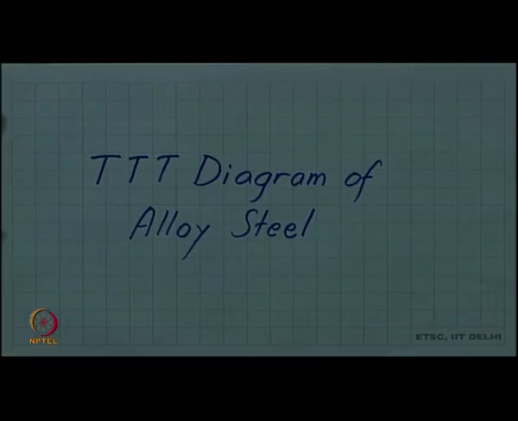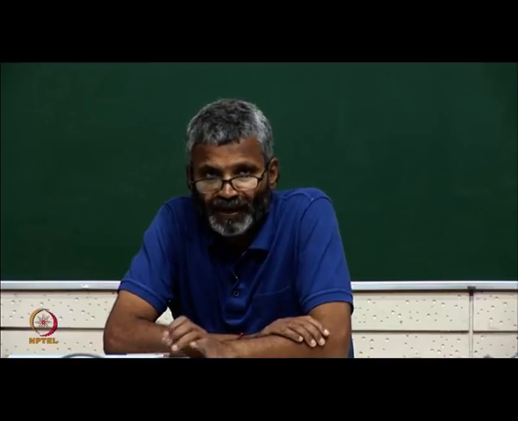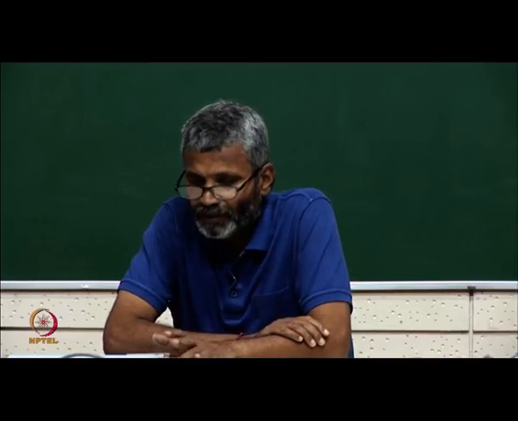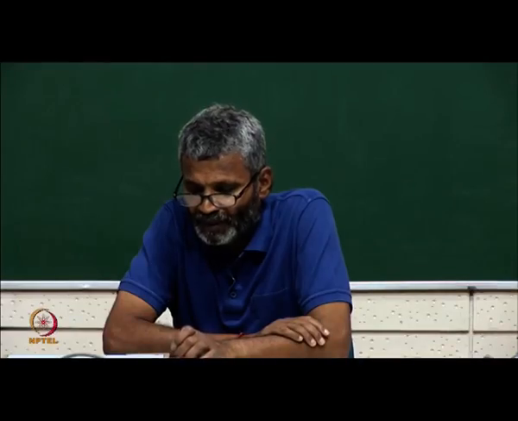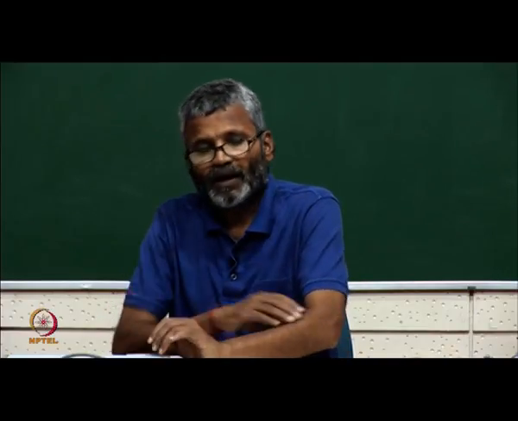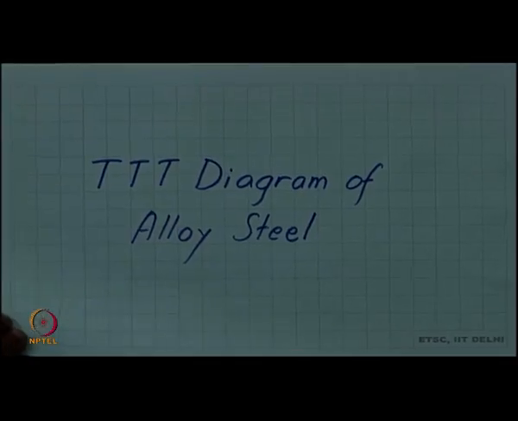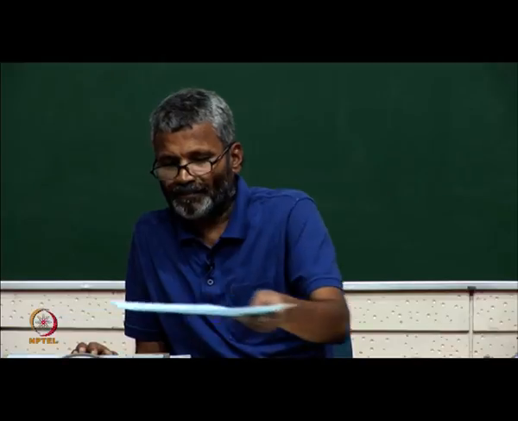Till now we have discussed the TTT diagram, time temperature transformation diagram, of plain carbon steel. By plain carbon we mean that these steels have mainly carbon as the significant alloying addition. But there are alloy steels, where apart from carbon other elements have been deliberately added to alter its properties. So, these steels are called alloy steels. Let us look at how alloying modifies the TTT diagram.